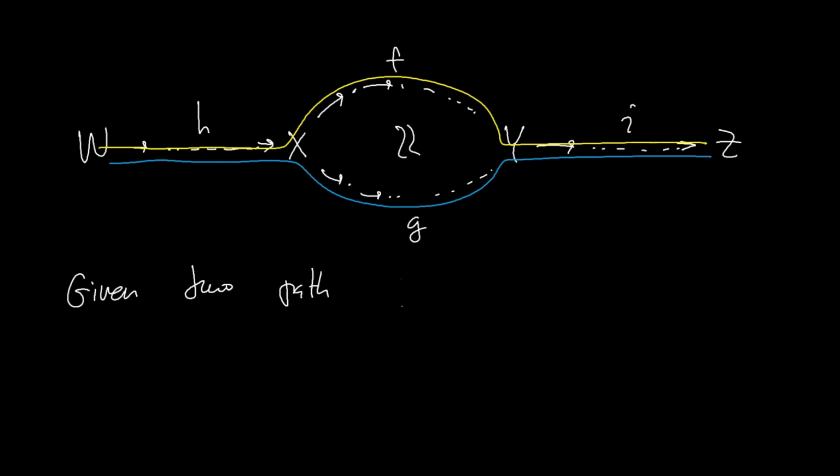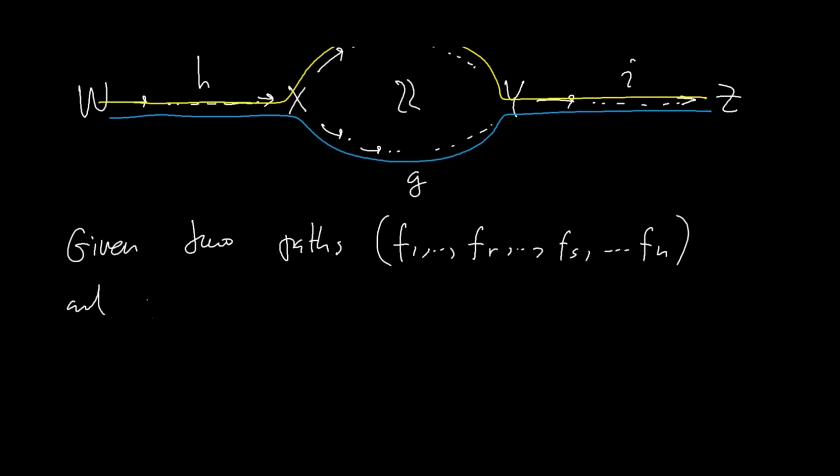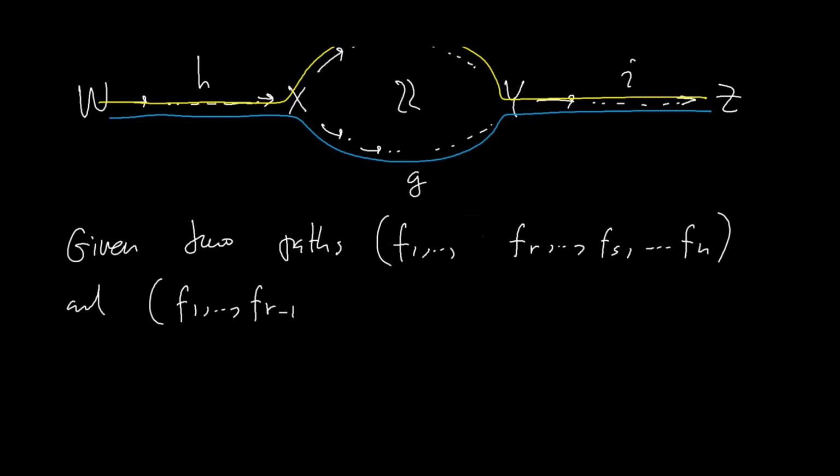Given two paths, F1 up to, let's say, I'm going to call the whole thing now F instead of splitting it into F, G, H, and I. F1 up to, let's say, Fr, and then it goes all the way up to Fs, and then it goes further on up to Fn. So we have that, and we have another one which has the starting point the same. So if it goes from F1 to Fr minus 1, and then instead of Fr, it has F prime r. And it goes to F prime s. And after that, it continues exactly the same way as the other one did. So Fs plus 1, up to Fn.